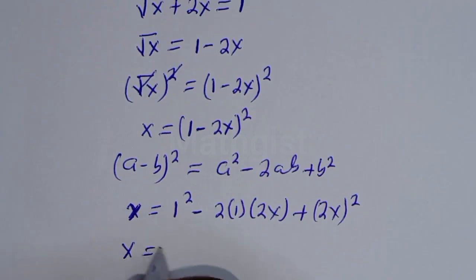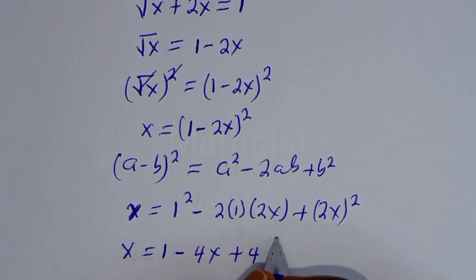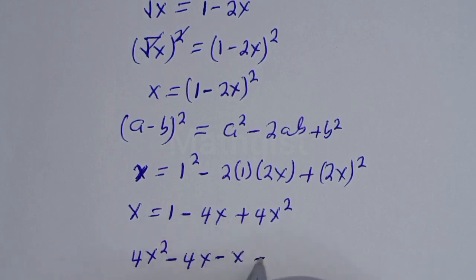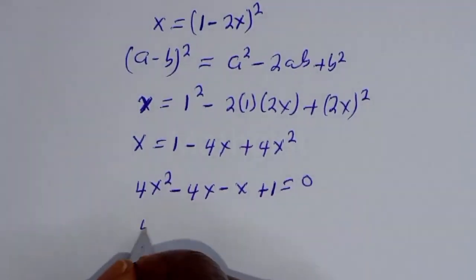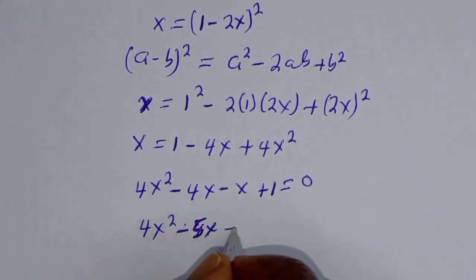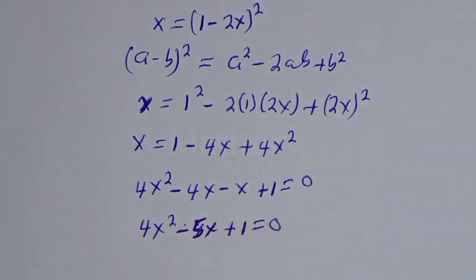Then s is equal to 1 minus 4s plus 4s squared. Then this is 4s squared minus 4s minus s plus 1 is equal to 0. You have 4s squared minus 5s plus 1 is equal to 0.